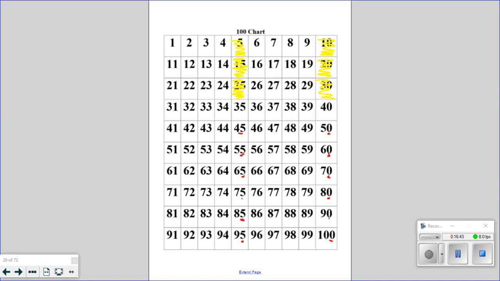Could I ever land on 72 if I'm skip counting by 5s? Could I ever land on 1,073,000? No. No. Why? When I'm doing my 5s, why do I only land on numbers that end in 5 or 0, or have a 5 or a 0 in the ones place? Why does that happen? Ariana, what do you think?